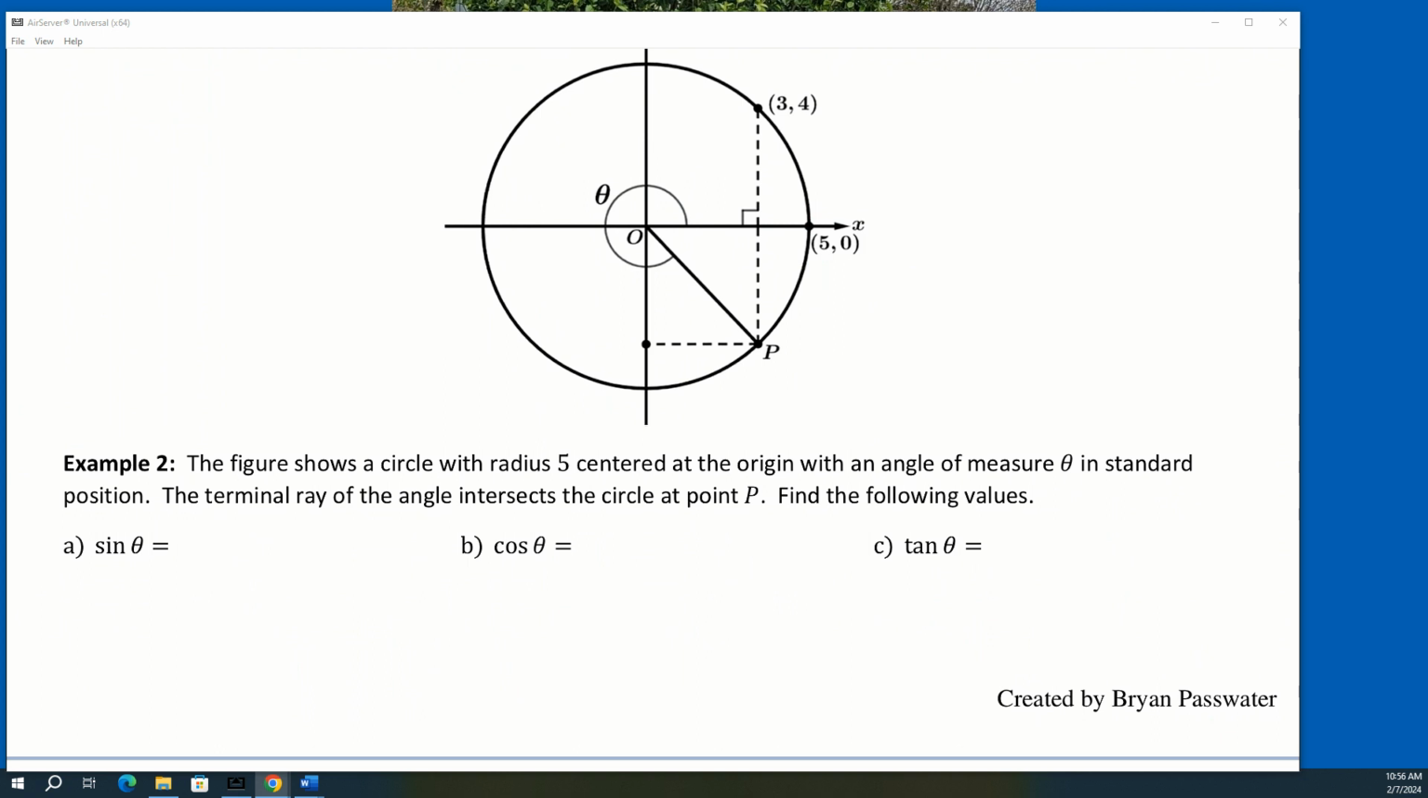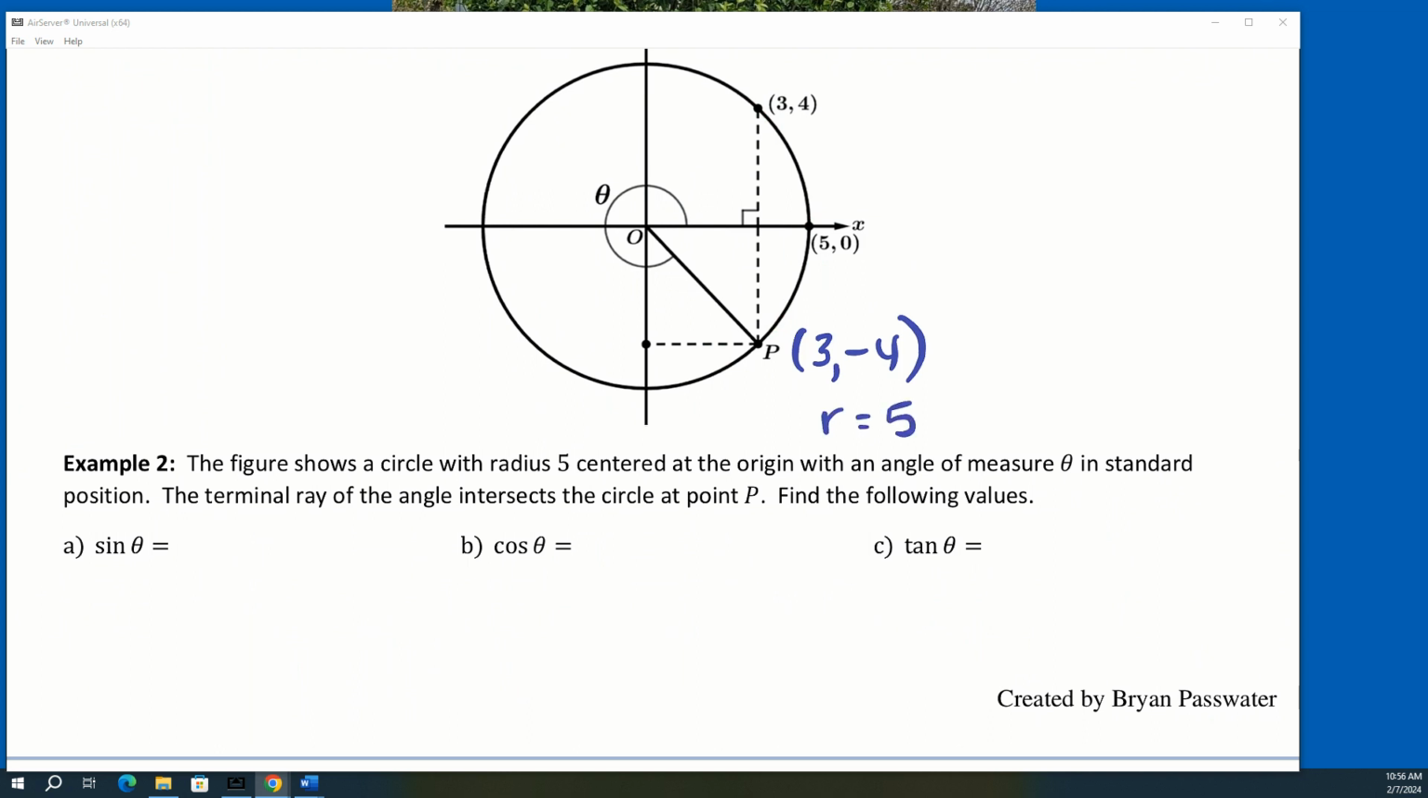All right, so we don't know the ordered pair at point P, but this has the same vertical distance, different displacement, but vertical distance, and same horizontal distance. So what do you guys think the ordered pair is for P? It's going to be 3, negative 4. Just you go down instead of going up. All right. And that's our x and our y.